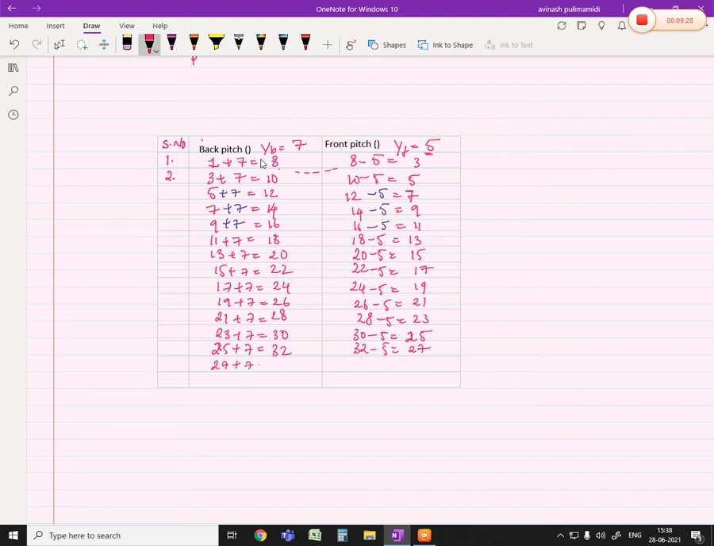27 plus 7 will be 34, and 34 minus 5 will be 29. Next, 29 plus 7 is 36, and 36 minus 5 will be 31. So here we will be doing this.